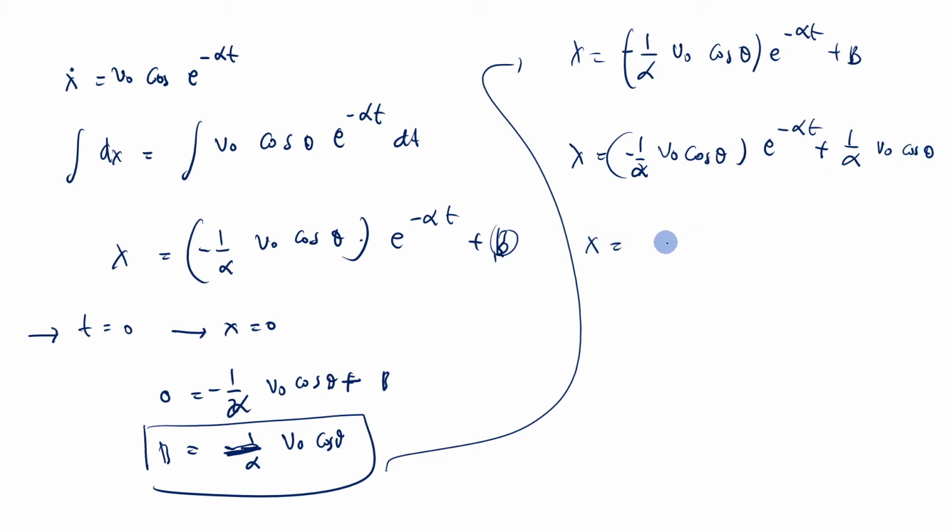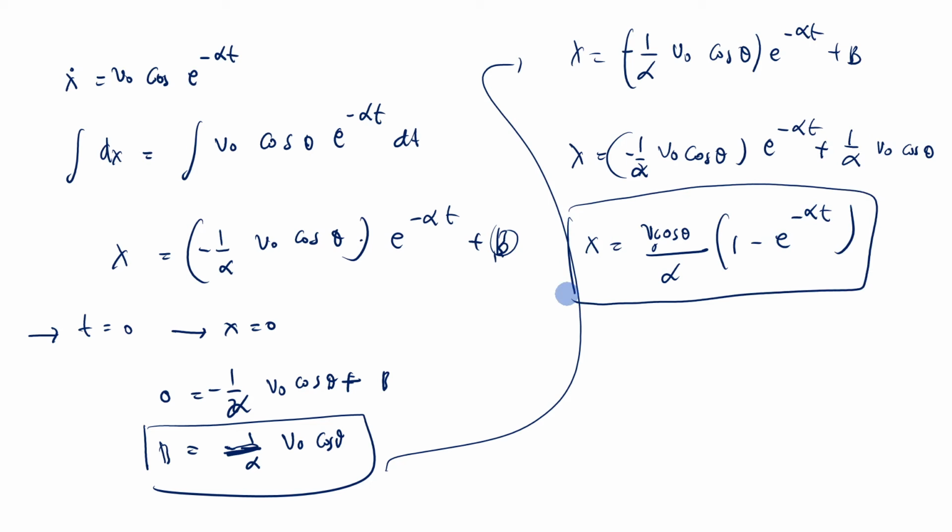So we can factorize and simplify this equation. We can take V0 cos theta divided by alpha out of the bracket, so in the bracket is 1 minus e to the minus alpha t. This is x as a function of t.